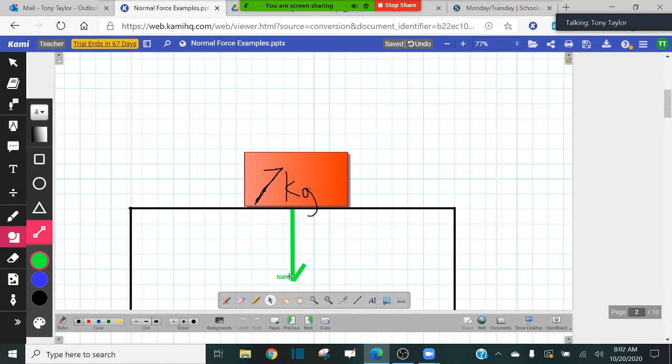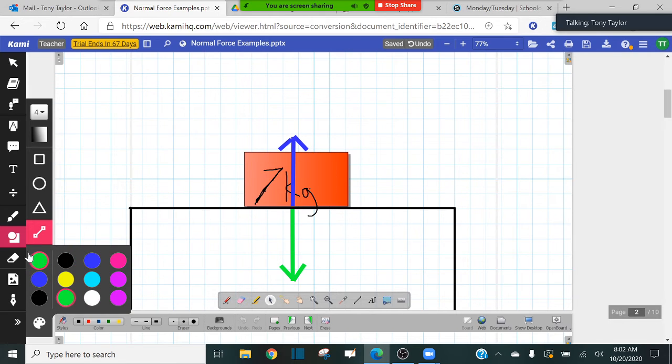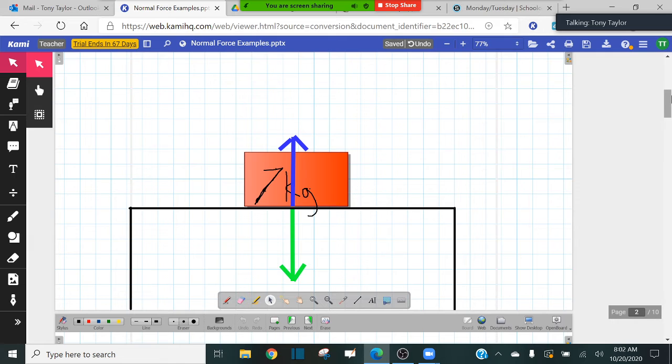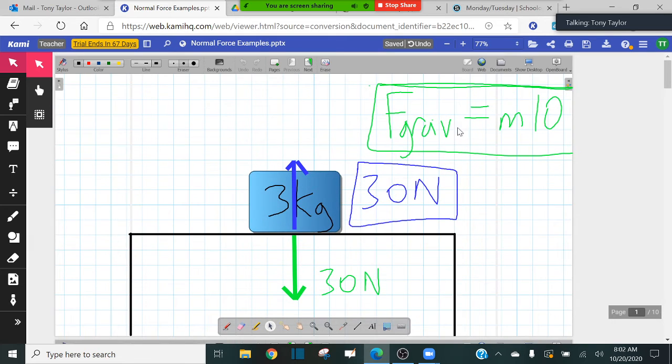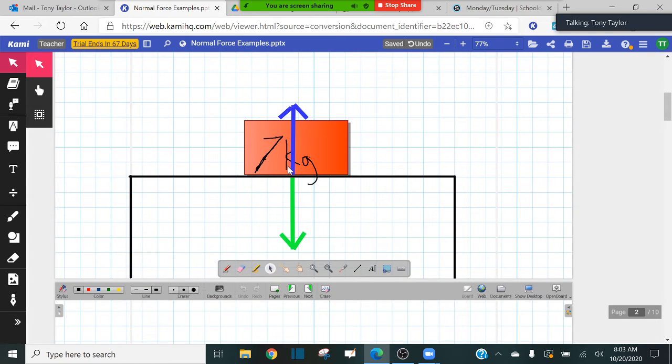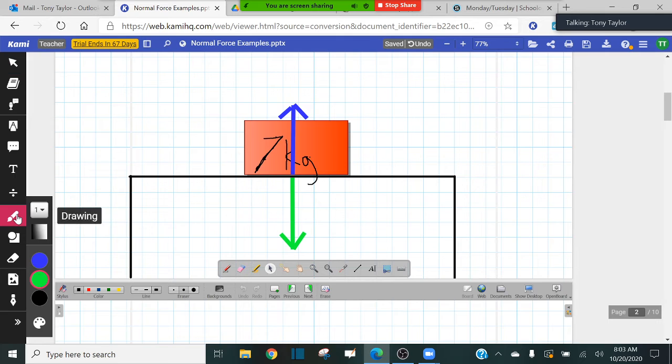So there's a gravitational force here pulling it downward. But there's also a normal force from the table pushing up. And again, those forces have to be equal and opposite because the red box isn't moving. It's at rest, it's not accelerating, so those forces are balanced. Just to remind you guys, the equation for the force of gravity is mass times 10. So if this mass is 7 kilograms, 7 times 10 is 70 newtons, that means the magnitude of the force of gravity here is 70 newtons.